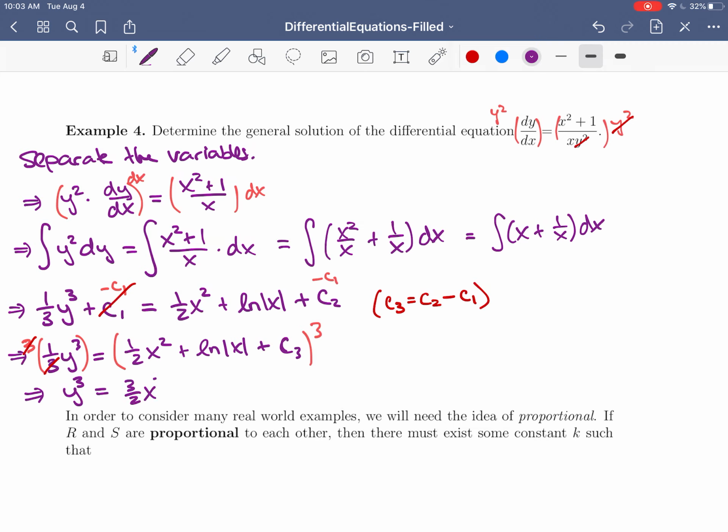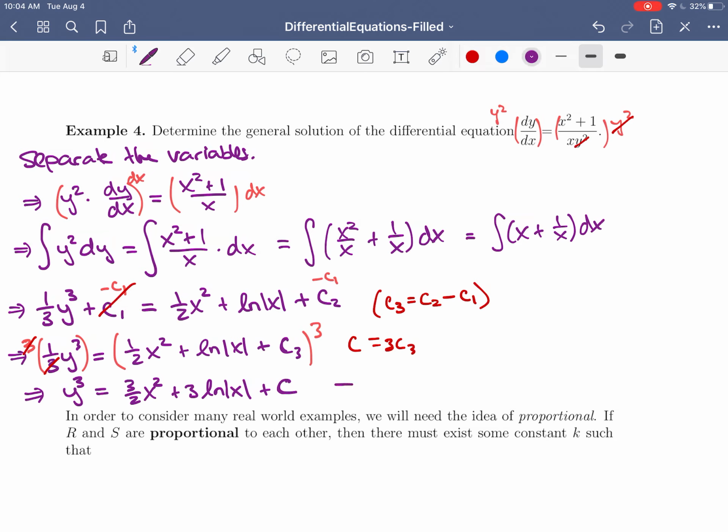It's going to be 3 over 2 x squared plus 3 ln absolute value x. And then 3 times C3, that's some other C4, some other constant. Now, instead of calling it C4, let's just call it C, because it's going to be the last time I change it. So it's just C.